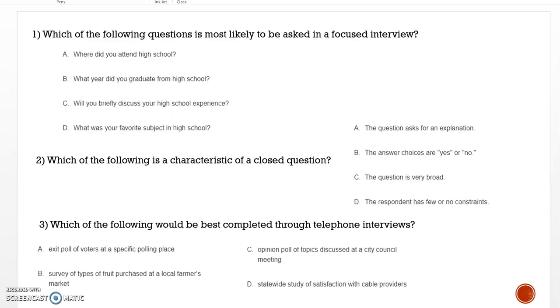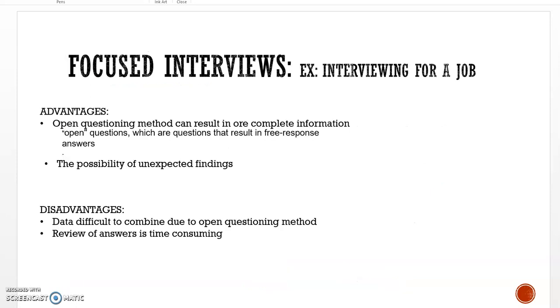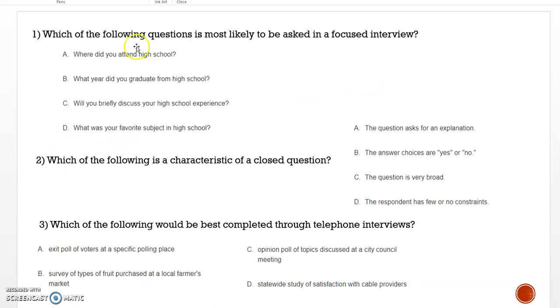Let's do an example here. Which of the following questions is most likely to be asked in a focused interview? Remember, a focused interview, let's go back to that real quick, is like when you're interviewing for a job and open-ended questions are asked. So when we're looking at a focused interview, which of these would open-ended questions be asked? I would pause this, think about this on your own for a second, and then you can come back and we will go through the answer.